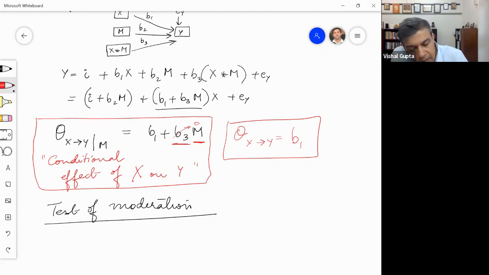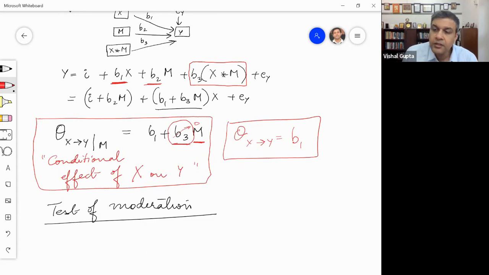So the moderation exists only and only if your B3 is significant. What is B3? The coefficient of the interaction term. Okay, the interaction term is significant. Remember, I'm repeating, irrespective of what happens to B1 and B2, moderation will exist if B3 is significant.